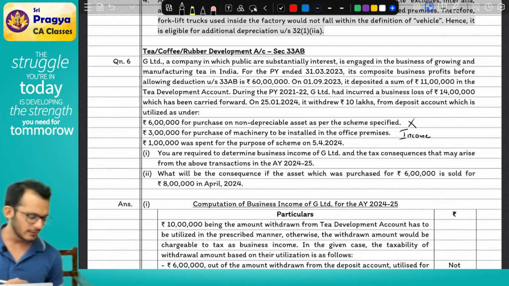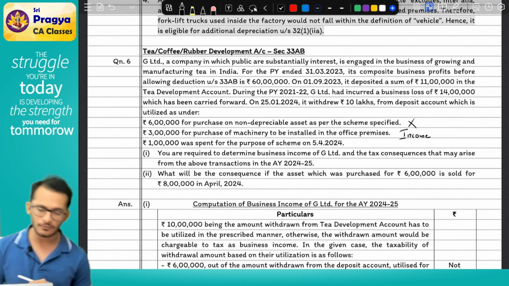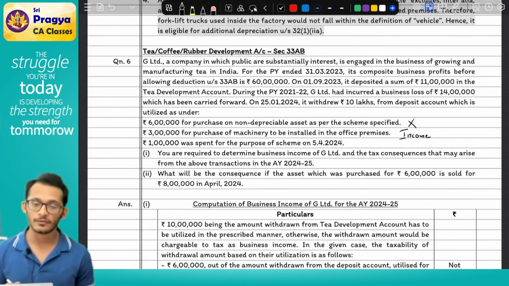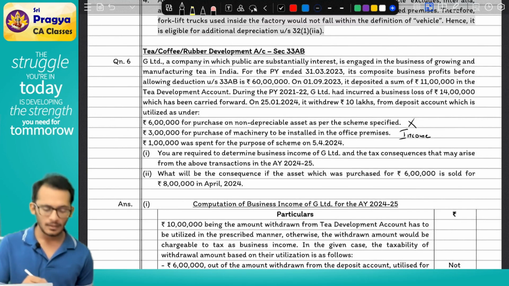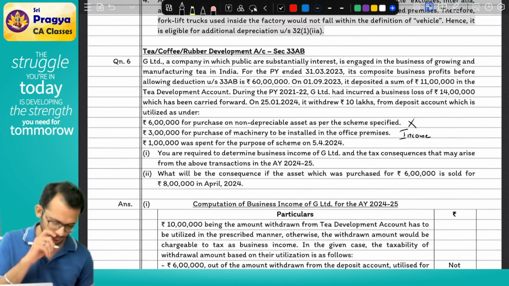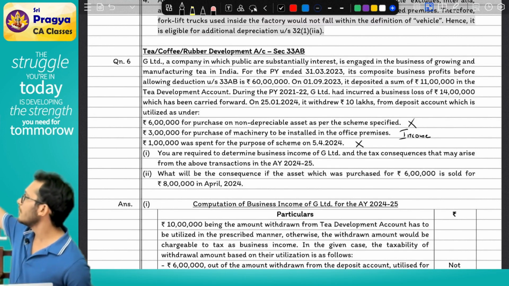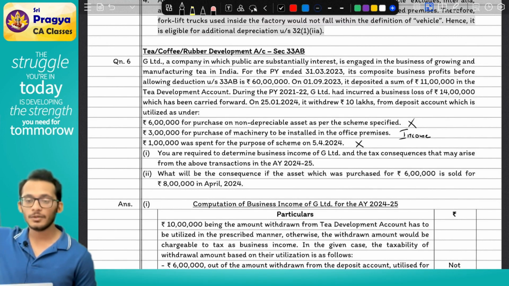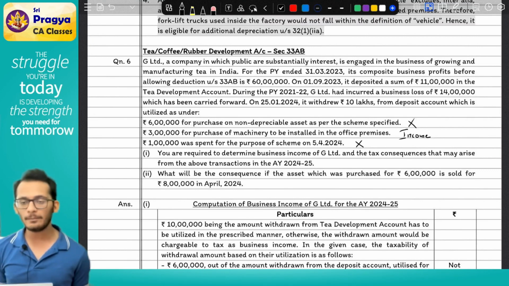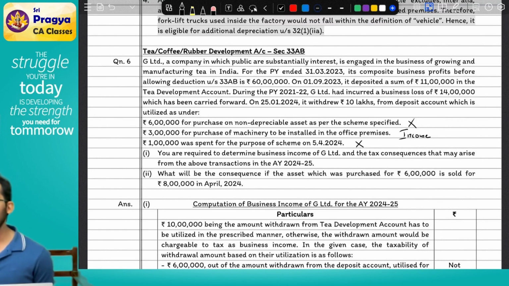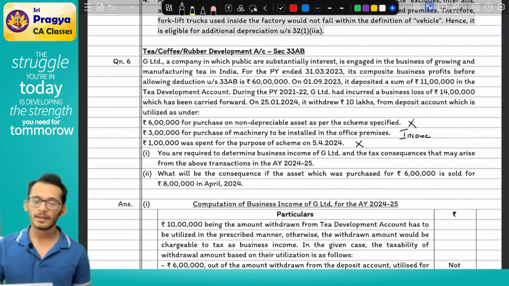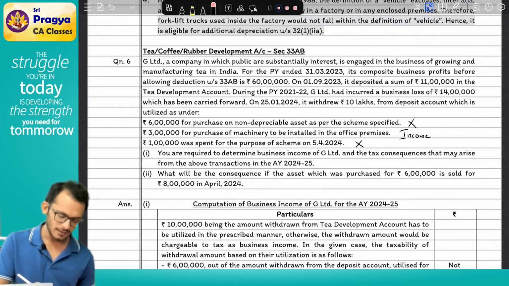Then they're saying 1 lakh was spent for the purpose of the scheme on 5/4/2024. Allowed, not allowed? Wait, 1 second. Not allowed. Why? When did you withdraw? You withdrew on 24 January. I told you, if you have withdrawn money in the previous year, you have to utilize in the same previous year. Have you utilized in the same previous year? No. You have utilized in the next previous year. Therefore, it is not allowed. Both will become income. Yes or no?